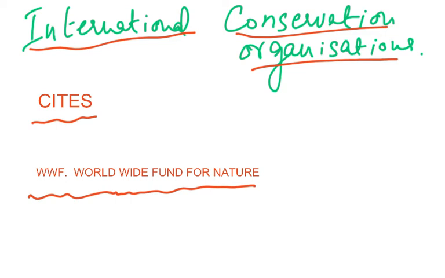CITES is the Convention on International Trade in Endangered Species of Wild Flora and Fauna, and of course CITES is this for short. Now CITES considers the evidence presented to it about endangered and vulnerable species and assigns them to one of three appendices. We're just going to talk about those in a while.